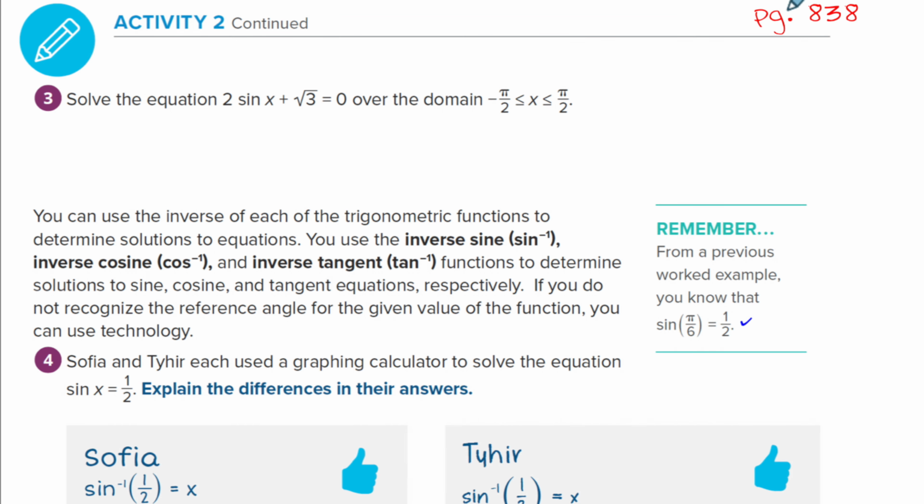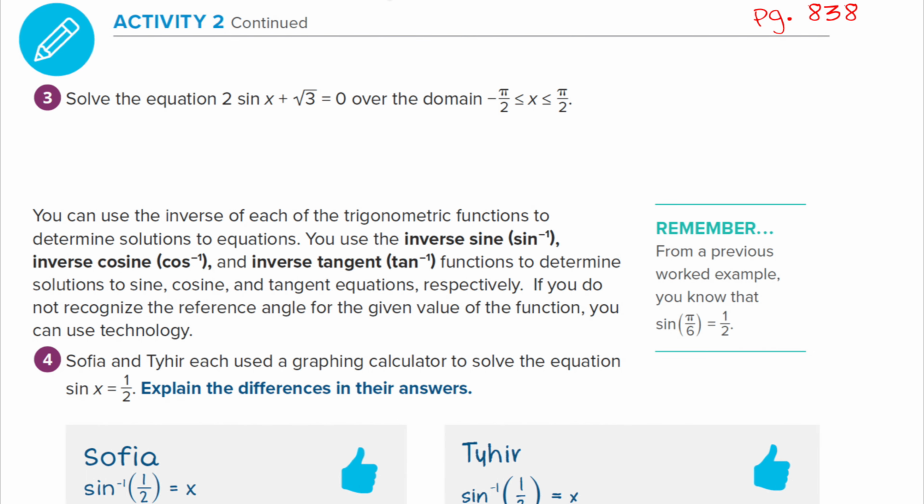So now let's move down to number 3 here. Solve the equation 2 times the sine of x plus radical 3 equals 0. Now here's the tricky part about this equation. The domain here is negative 90 to positive 90. So it needs to be real close to the x-axis. All right, let's see if we can solve this.